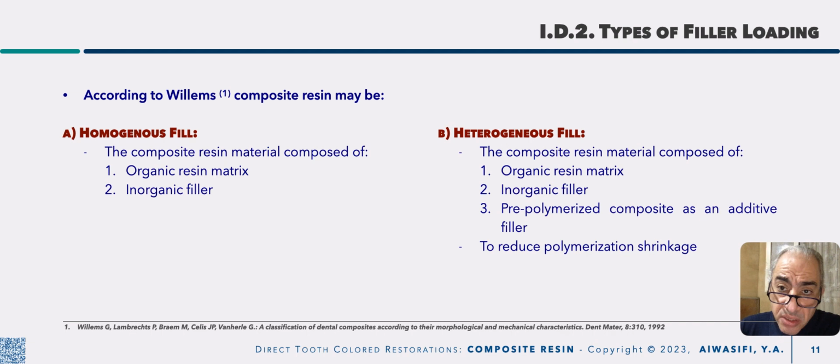But in the heterogeneous fill composite, part of its composite filler is a pre-polymerized composite. You divide the amount of composite into two parts. One of them is pre-polymerized, crushed and ground to be used as a filler in the other amount of composite. This is considered a maneuver from the manufacturer to reduce the polymerization shrinkage inside the cavity preparation, or the clinical volumetric changes inside the cavity, as part of your filler is a pre-polymerized composite.